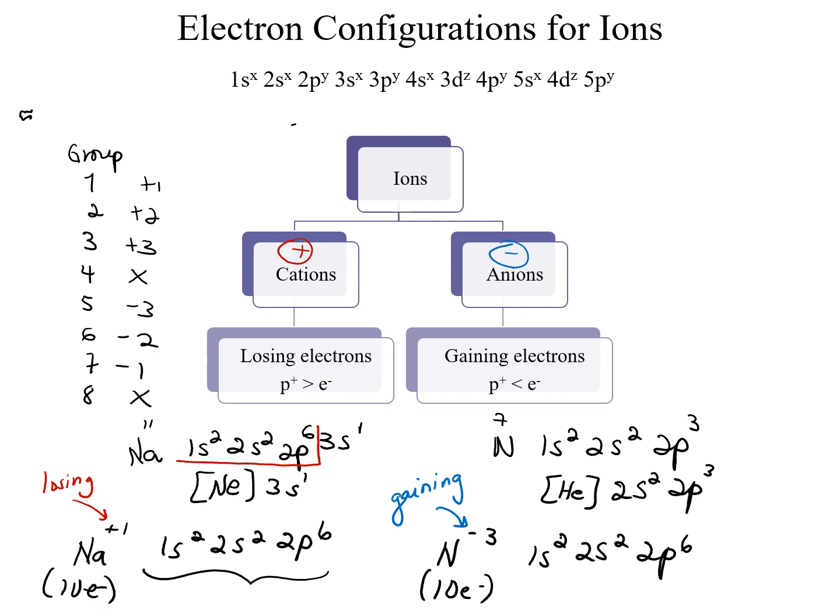So for both of them, for those two elements, a metal and a non-metal, we have an electron configuration for the ions which is giving you 10 electrons, which is the electron configuration of neon.